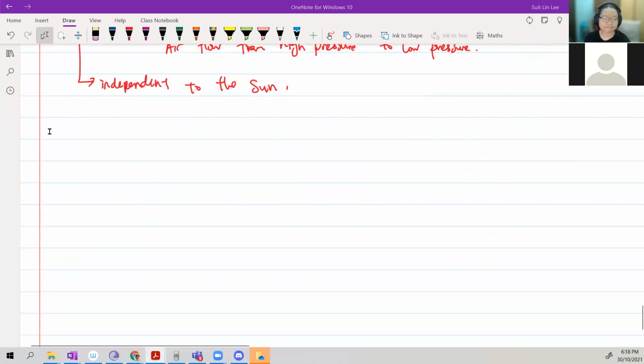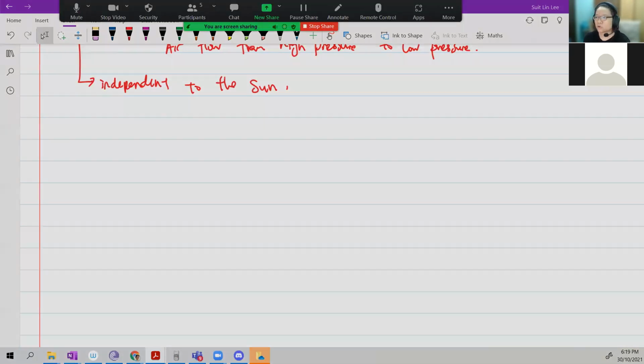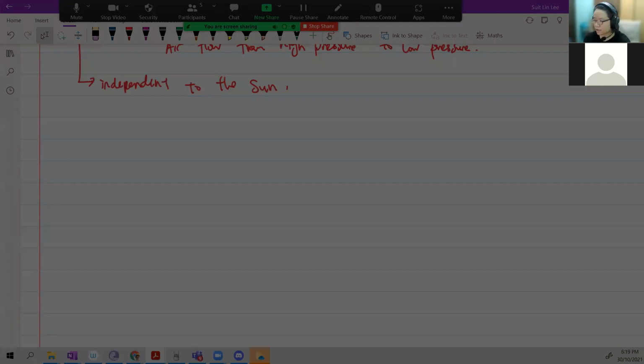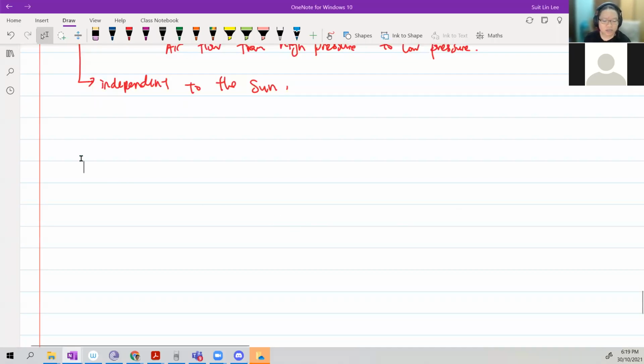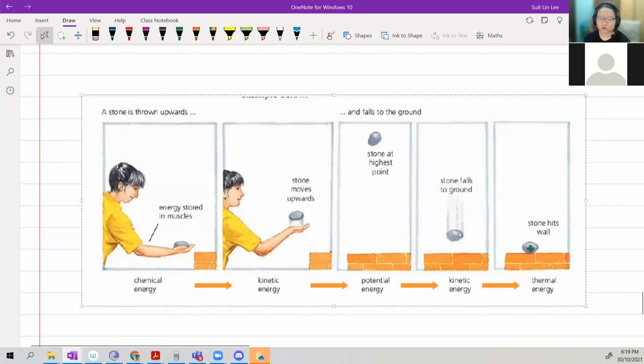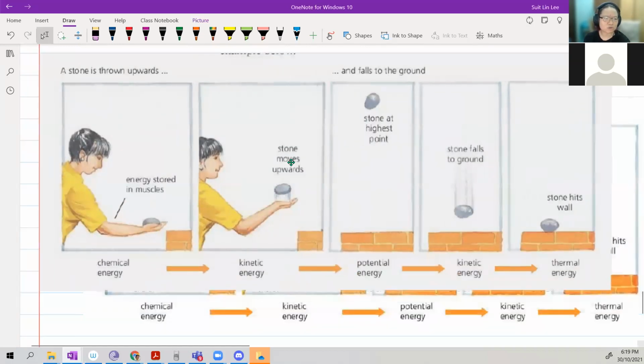Now, we are going to look at the first calculation scenario where we can calculate these values. We have to understand energy transformation. I'm just going to give you a few examples that are readily available in your textbook. For example, we have discussed this before. Let's say you throw a ball or a stone.